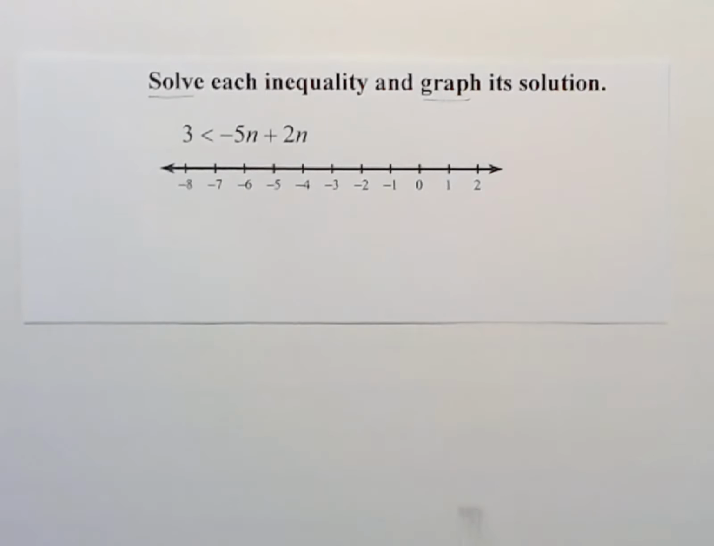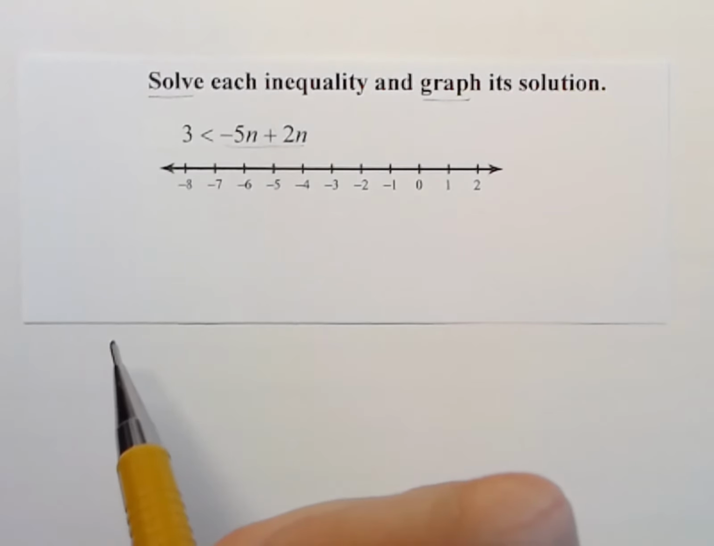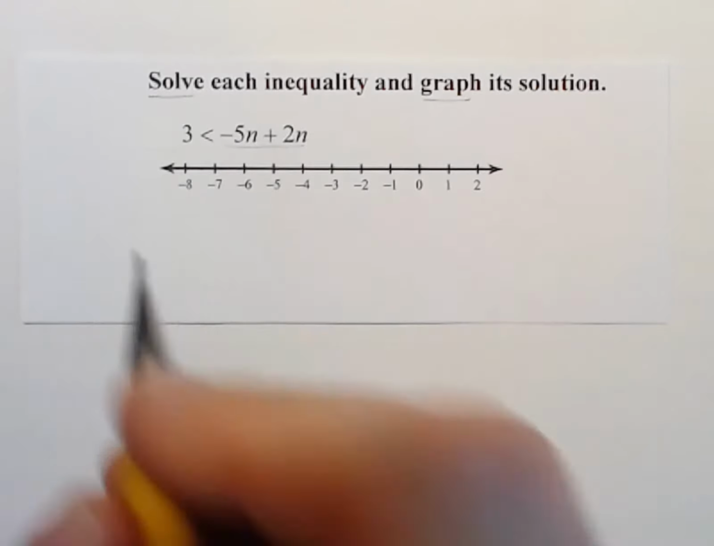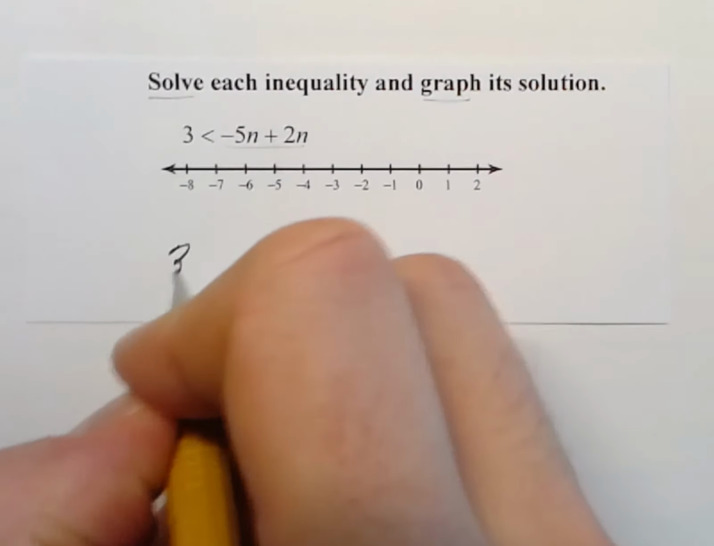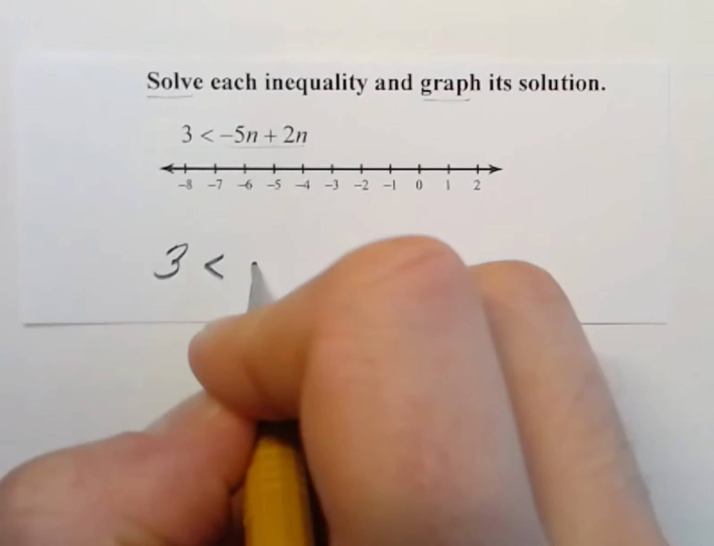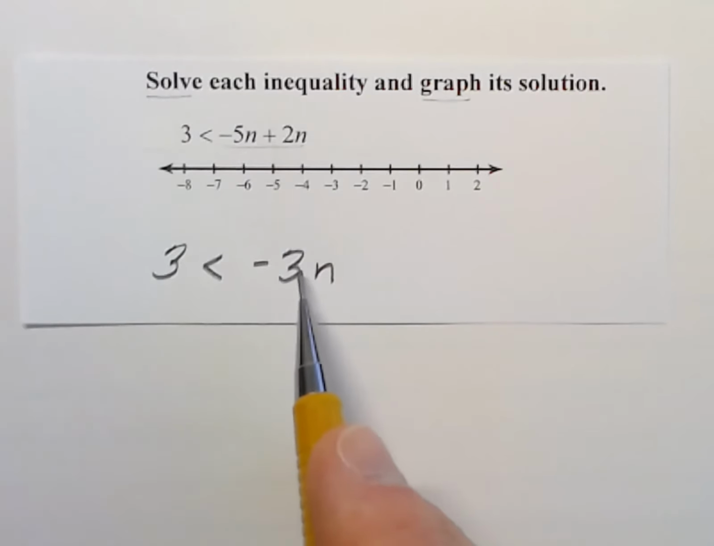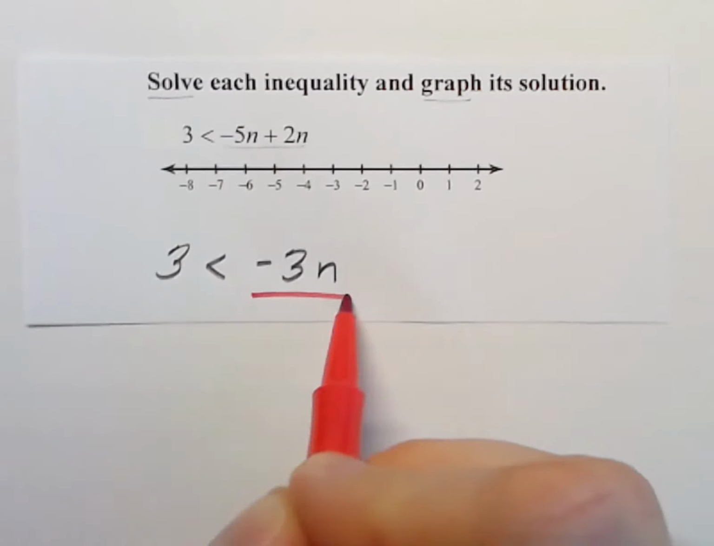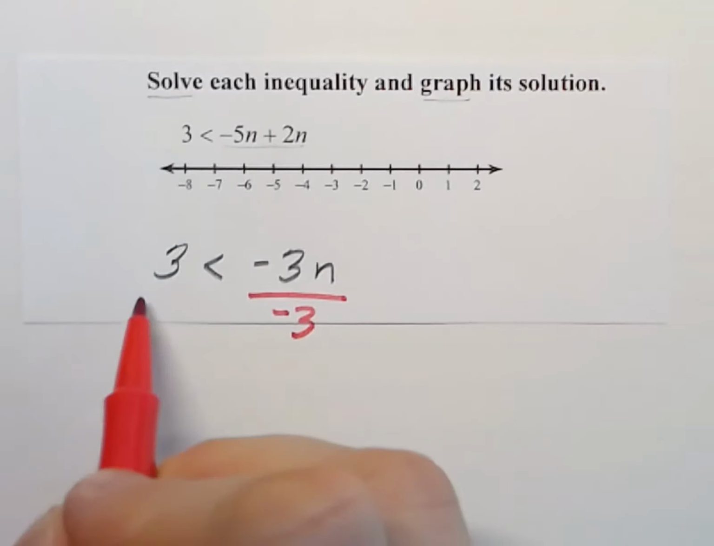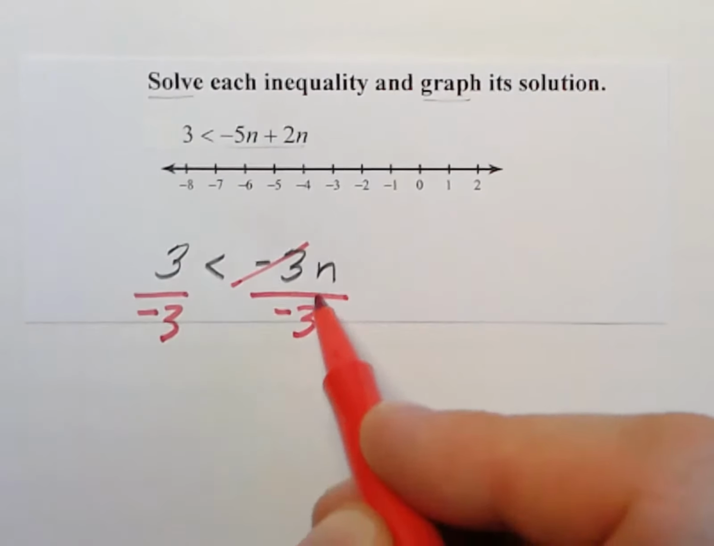Well, don't miss the obvious stuff, right? I can actually combine negative 5n and 2n because they're like terms. So if I combine those, what I have is 3 is less than negative 3n, right? And then we're trying to isolate the n, so n is being multiplied by negative 3. So we're going to divide by negative 3 here and here, right? And so over here, these are going to cancel, which is why we're doing it.